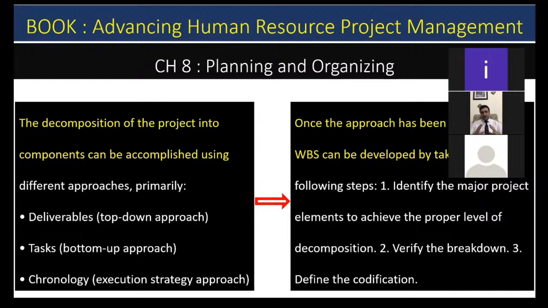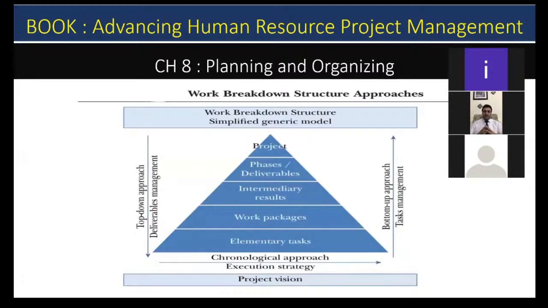So at least the reason is that we can focus from activity based till the objective to the goal of the project. So once the approach has been identified, the WBS can be developed by undertaking the following steps. The first is to identify the major project elements to be achieved, at the proper level of decomposition. Secondly, verify the breakdown. And the third is to define the codification of the project work breakdown structure.